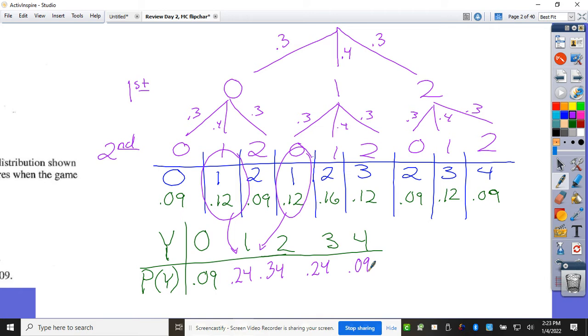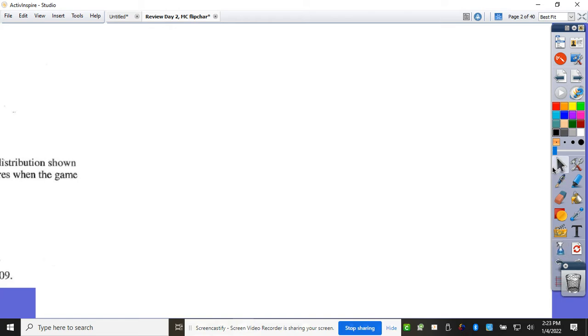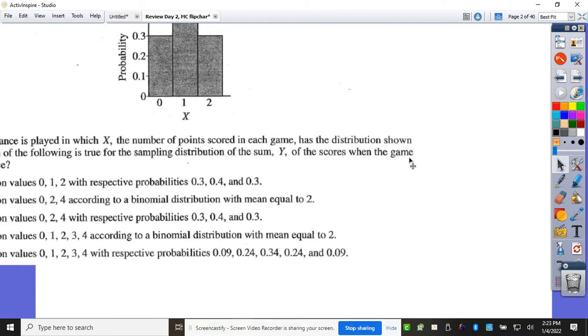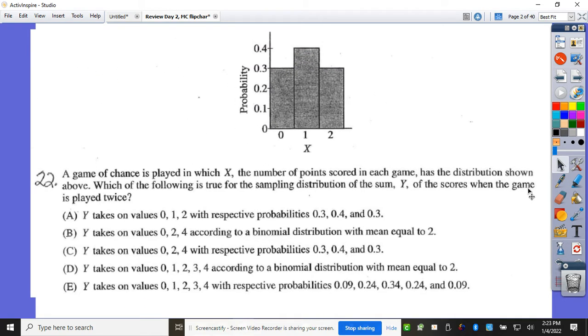Anybody not okay if I go ahead and erase this up here? Just gotta move it over. Alright, so I play the game twice. My possible points each game are 0, 1, and 2, which means I can immediately think, what are my possible options for number of points I could have?